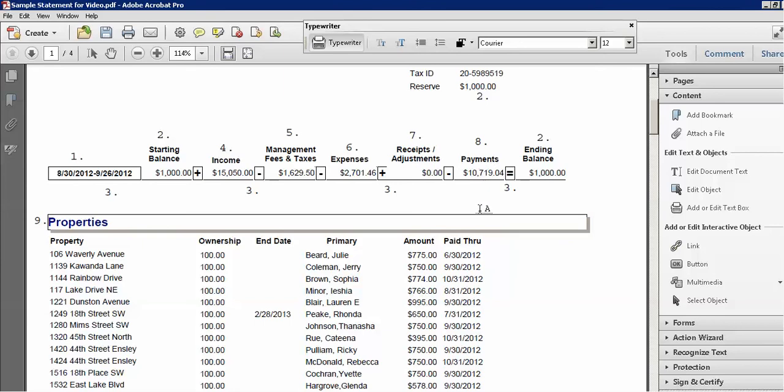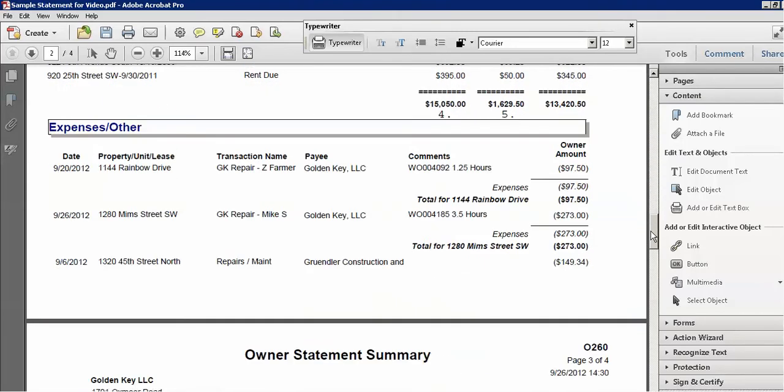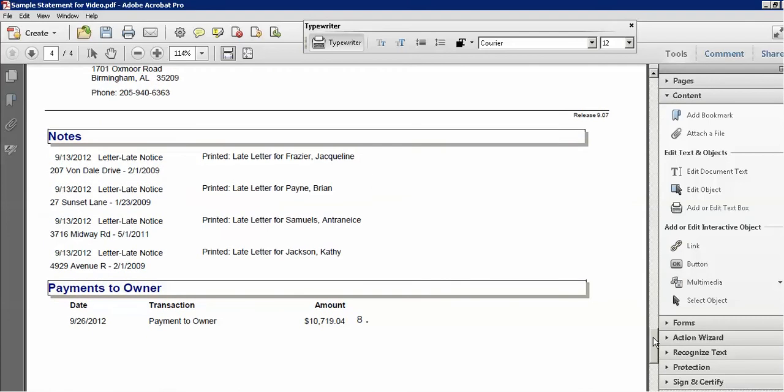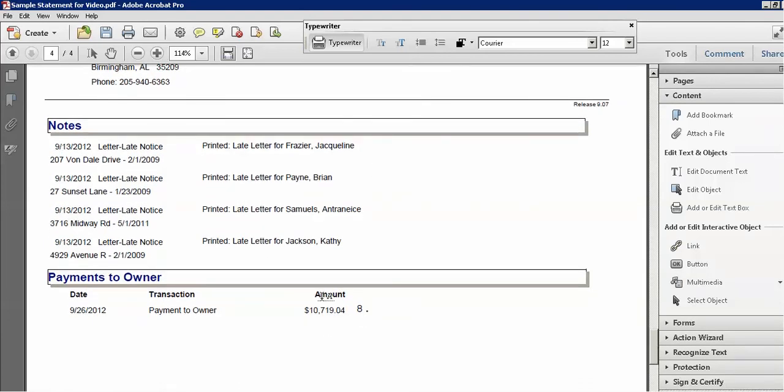Section 8, Payments. This reflects the total payments made by Golden Key to the owner during the time period. This will tie to the last subsection of the statement, Payments to Owners. Ties right there.